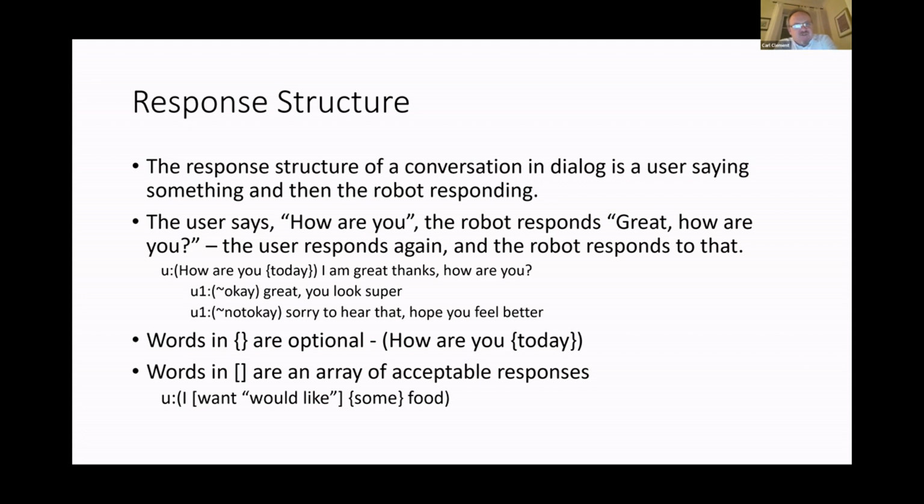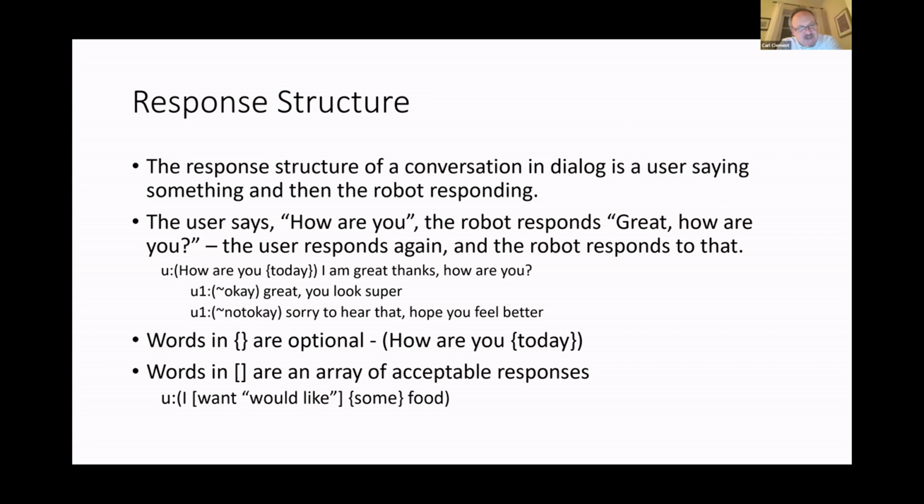The basic structure of a conversation in dialogue is that the user says something, and if the robot recognizes what the user says, it will respond. So for example, the user says, "How are you?" The robot says, "Great, how are you?" And you respond by saying you're either good or you're not good.